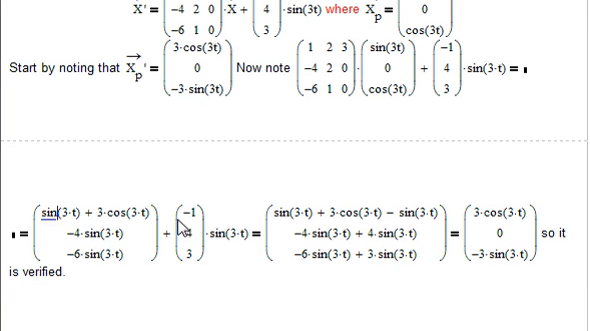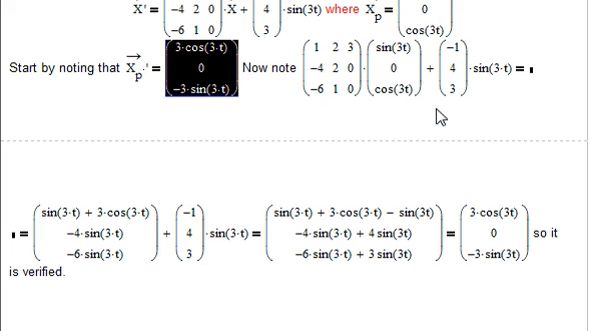We'd have sine of 3t minus sine of 3t plus 3 cosine of 3t, so that's just 3 cosine of 3t. In the middle, we're going to have negative 4 sine of 3t and then plus 4 sine of 3t, so we get 0. And then here we got negative 6 sine of 3t plus 3 times the sine of 3t, so that would give us negative 3 times the sine of 3t, and look at that. That's exactly what we got when we found the derivative. So we did verify that that is a particular solution.